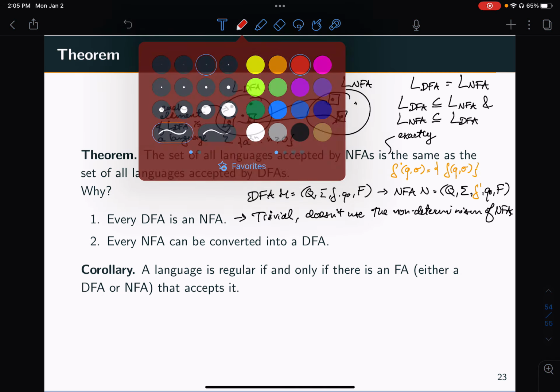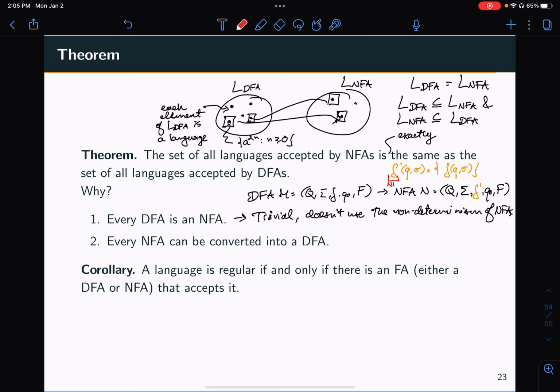Just to highlight this, this is the transition function in the NFA, and this is the transition function in the DFA, okay? If you just say that the NFA has exactly one choice on all of its transitions, then this DFA automatically becomes an NFA, okay? That's why this direction is quite trivial. If you take the language accepted by a DFA, you take that DFA, you perform this very easy conversion, and now you have a language that's accepted by an NFA. That's why this part of the inclusion isn't that hard.